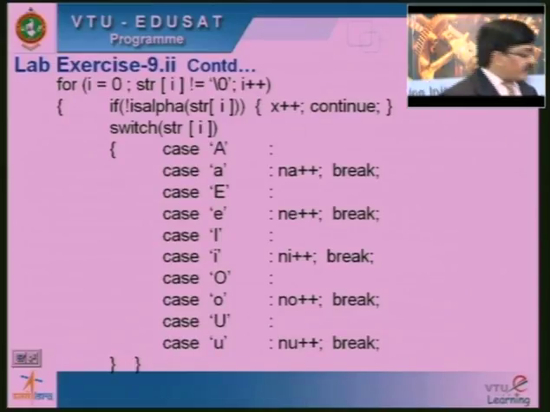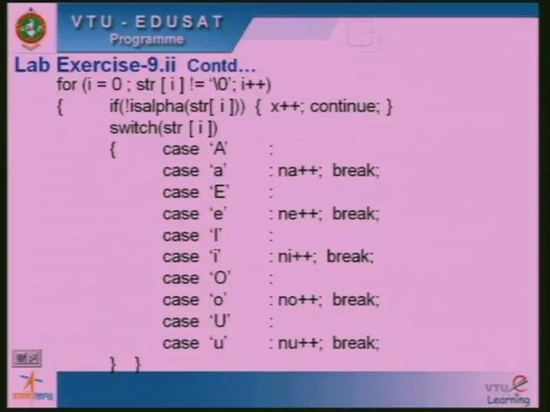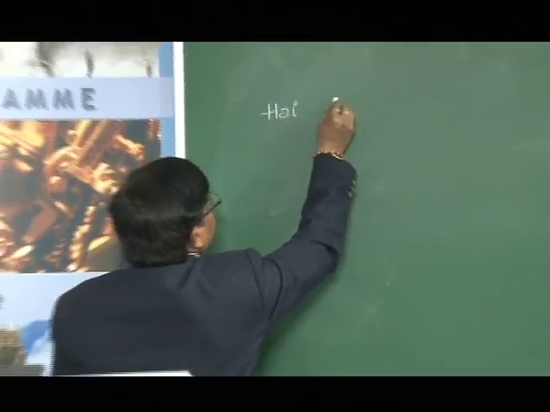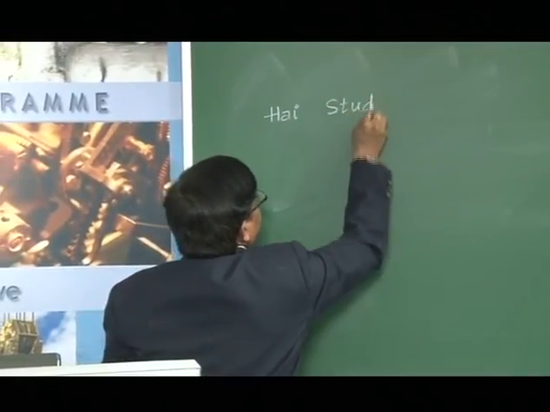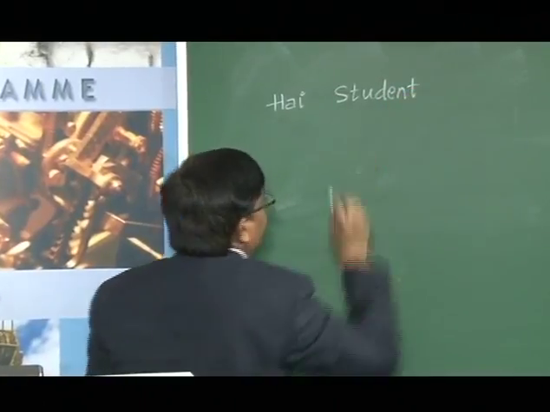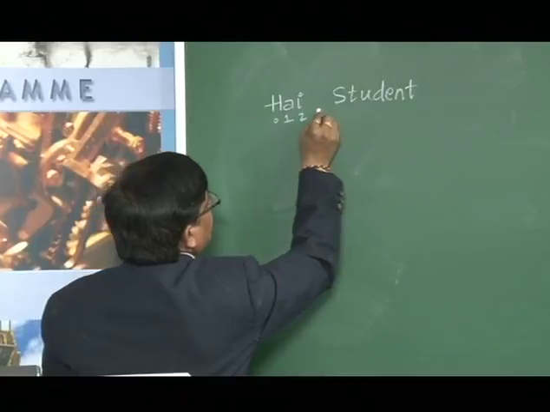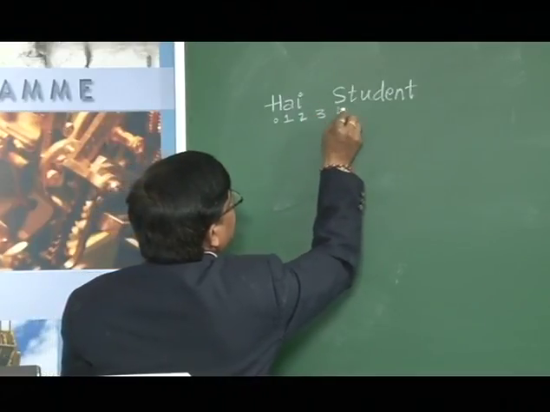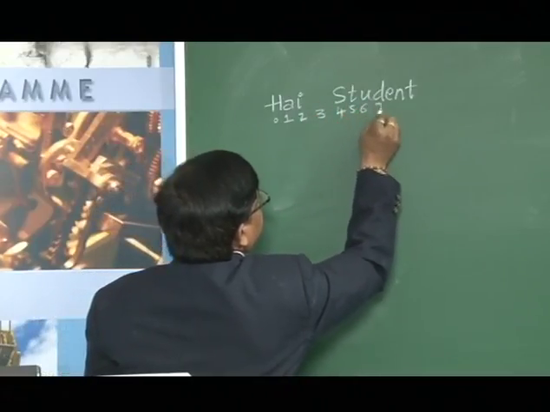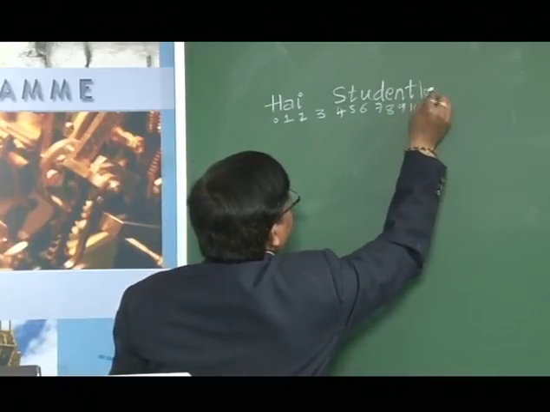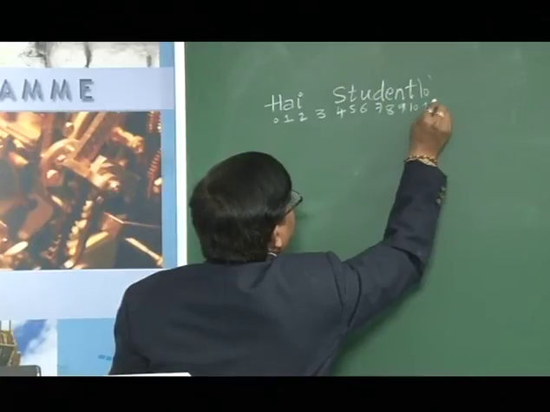Now, for example, I take a string something like "hi students". This is the 0th location, first location, second location; assume this is a single space, then this is the 4th location, 5th, 6th, 7th, 8th, 9th and 10th. What will be there in the last location? That will be a null character. This is the 11th location.